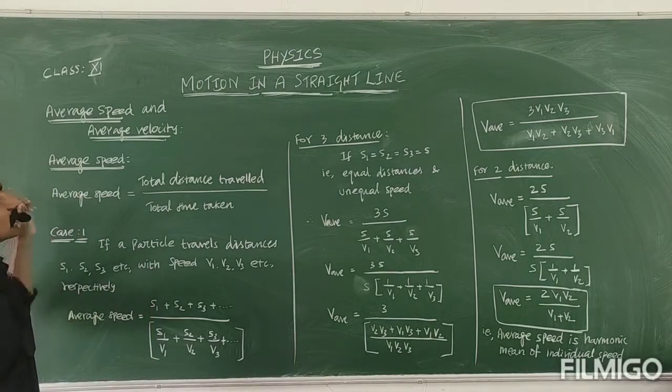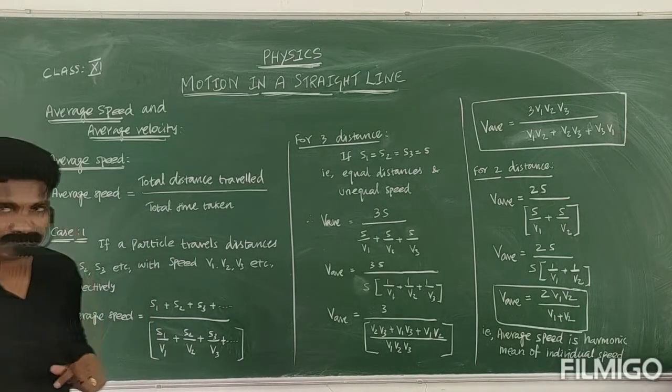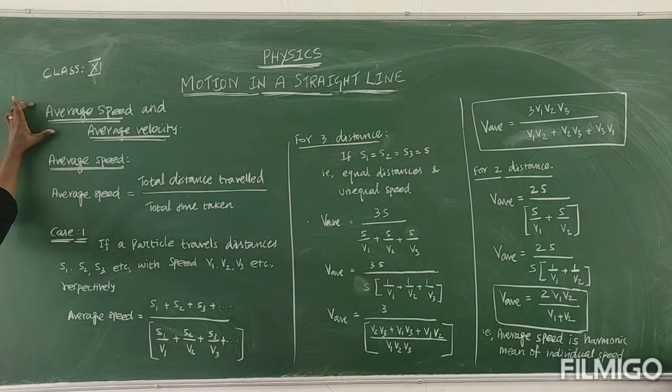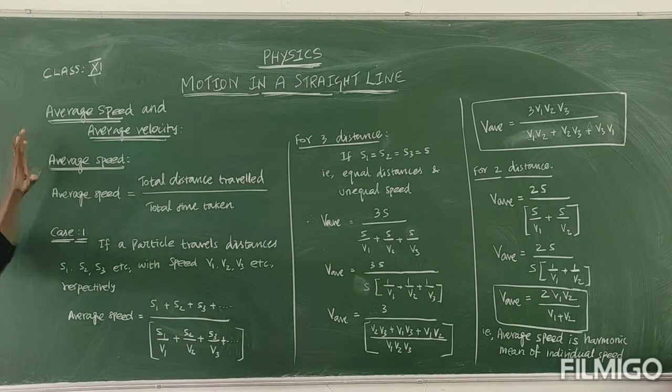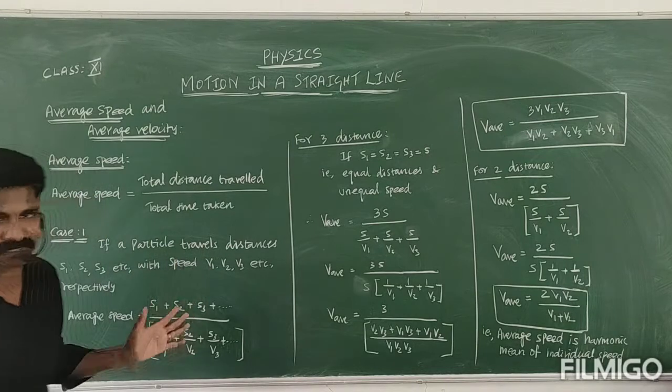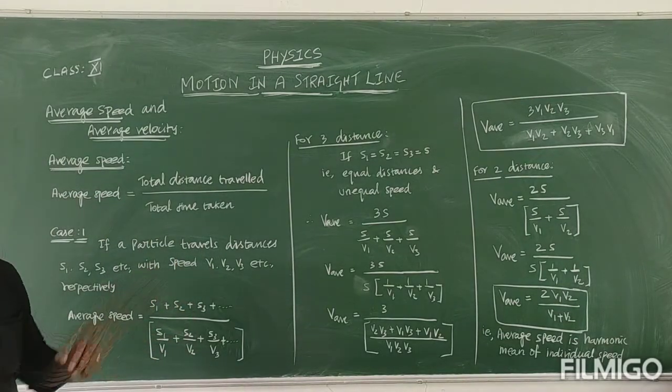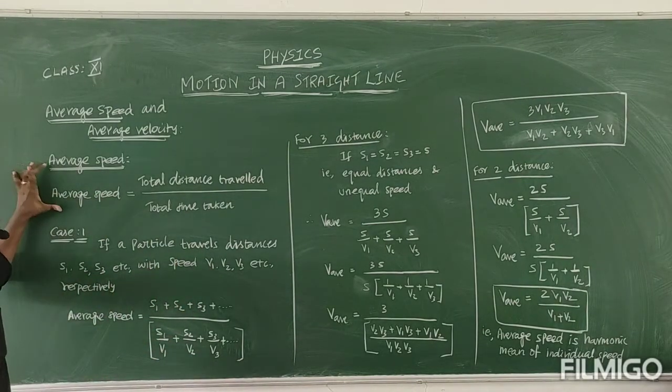Dear students, see the next one from motion in a straight line, average speed and average velocity. So see that average speed, it's a very simple derivation. I'm going to explain with the simple derivation. The first one, the average speed.